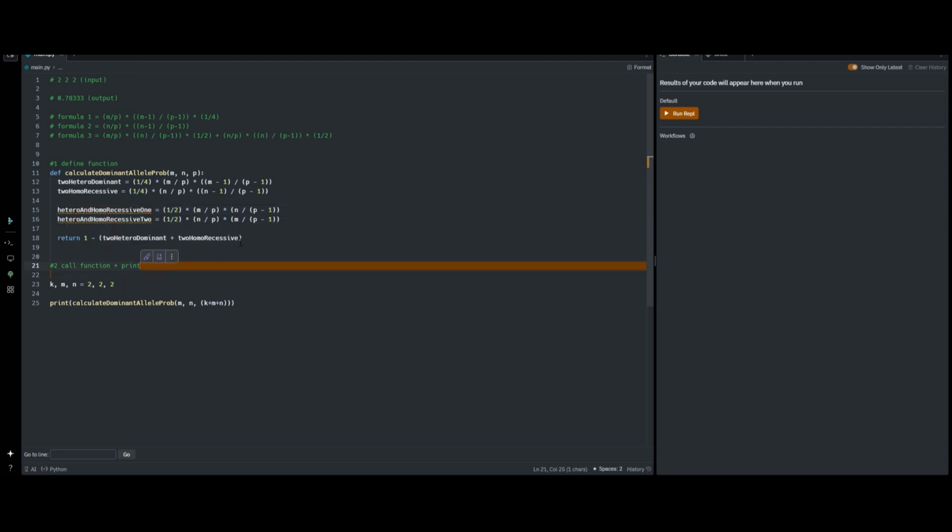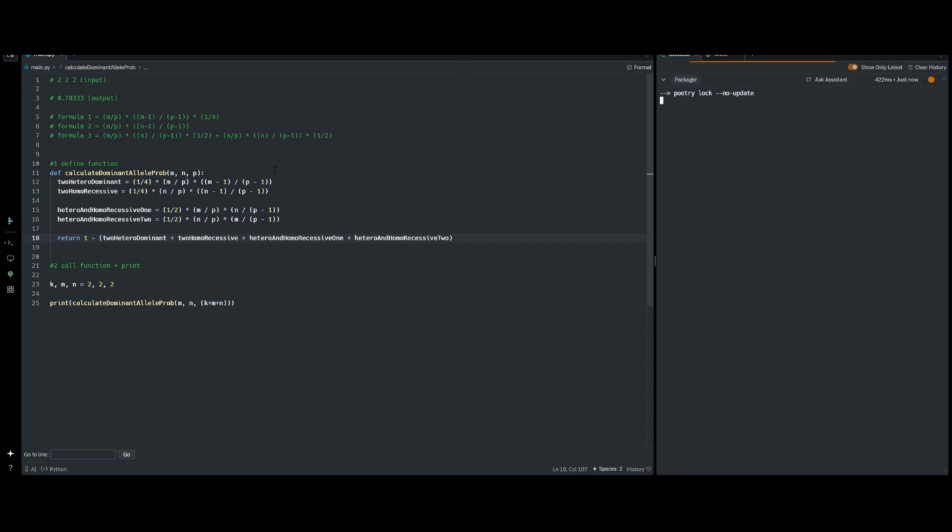Add it up together, and now here we're taking the complement, and let's hope that it returns the output that we're expecting.